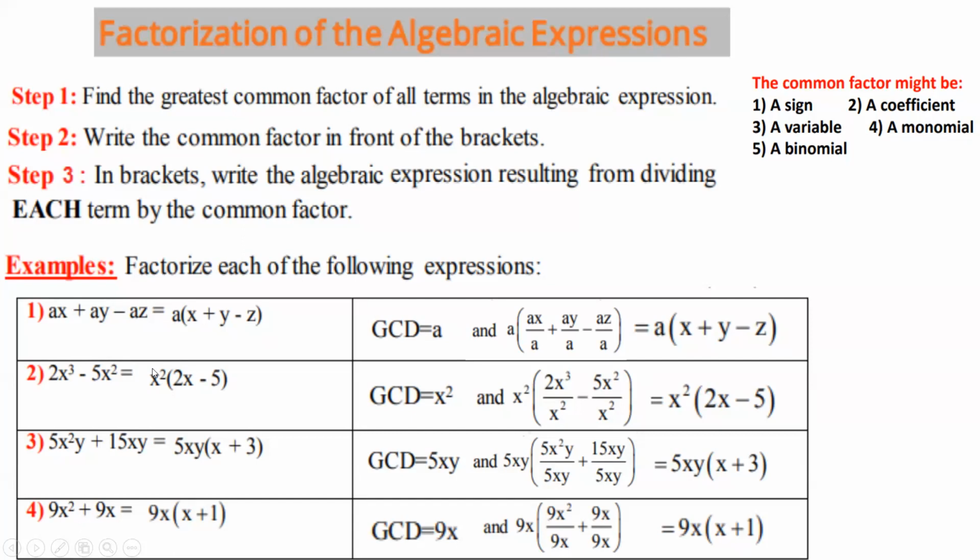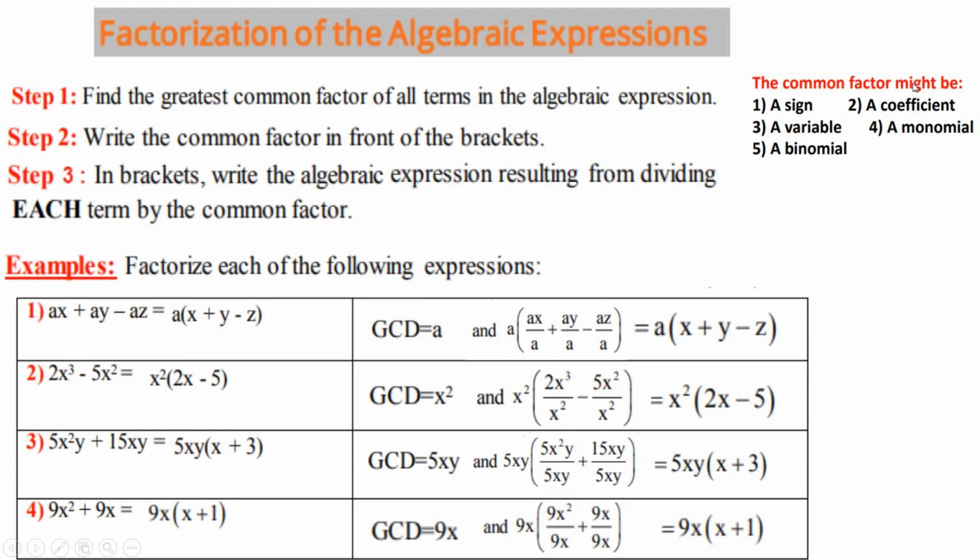Now 2x cubed divided by x squared. We write 2 and x cubed divided by x squared. We keep it x and we subtract the exponents. So 3 minus 2 is 1, so we write 2x. Minus 5x squared divided by x squared is minus 5 because the x squared cancels the x squared. When we have same variable, same exponent, they cancel each other. And you can continue the other examples.